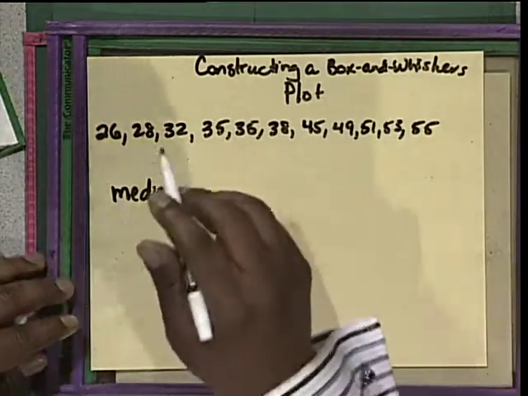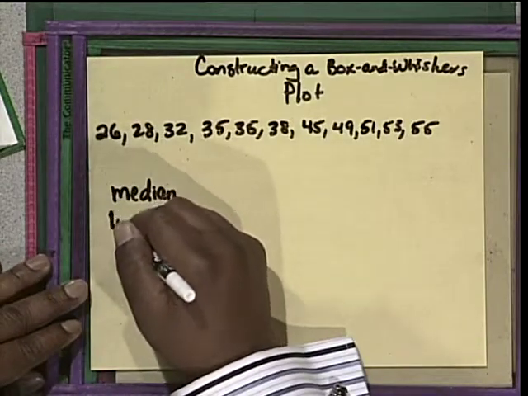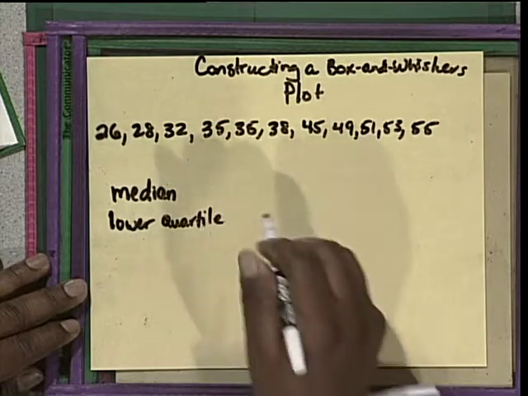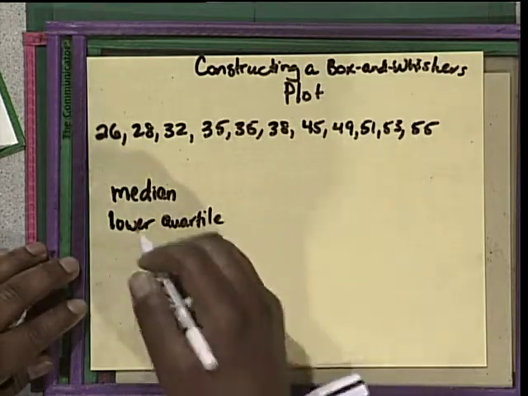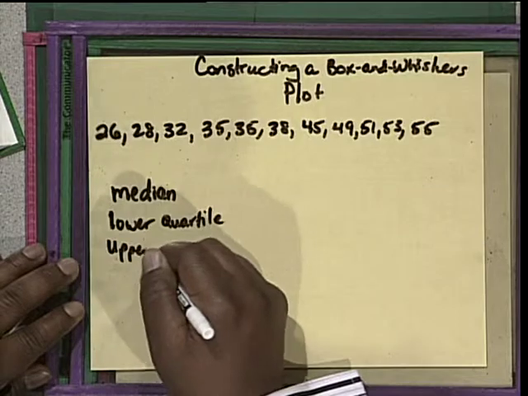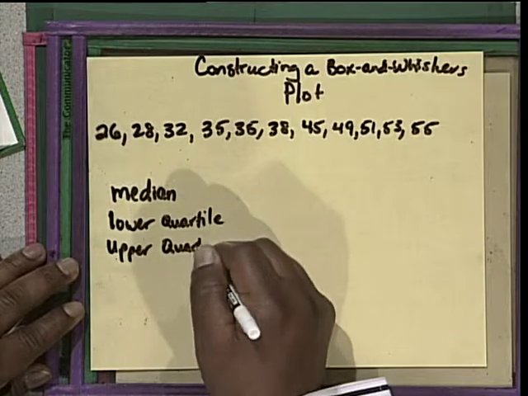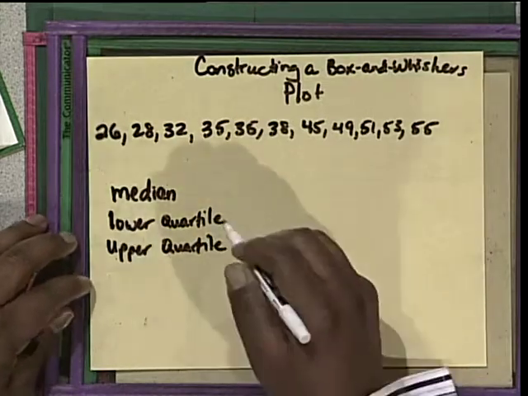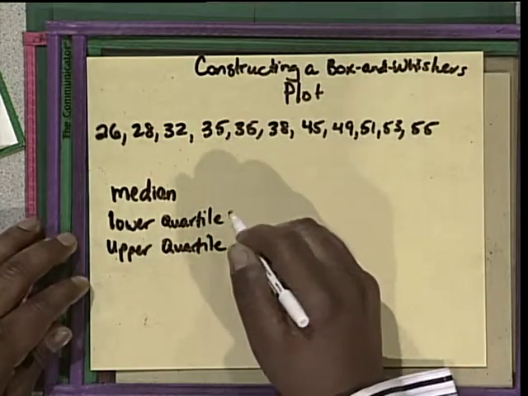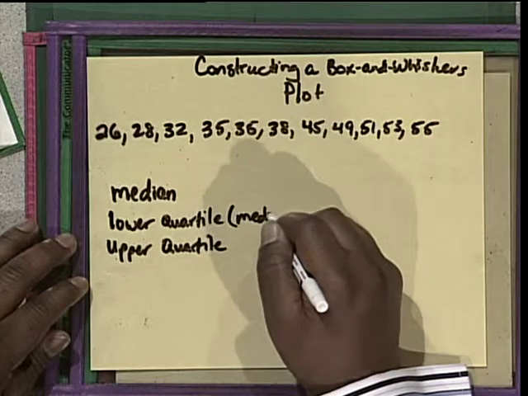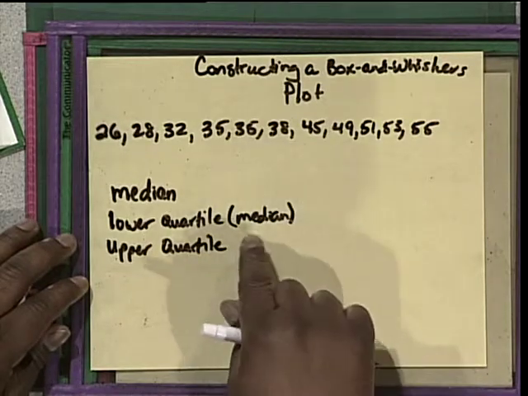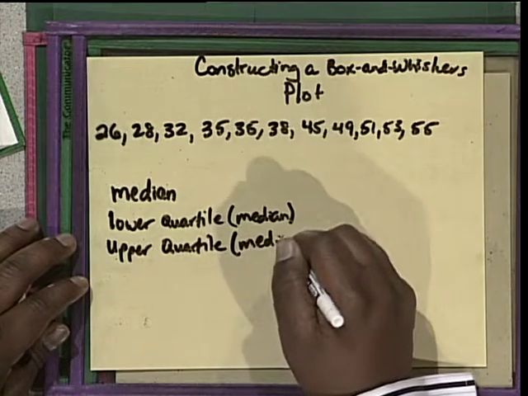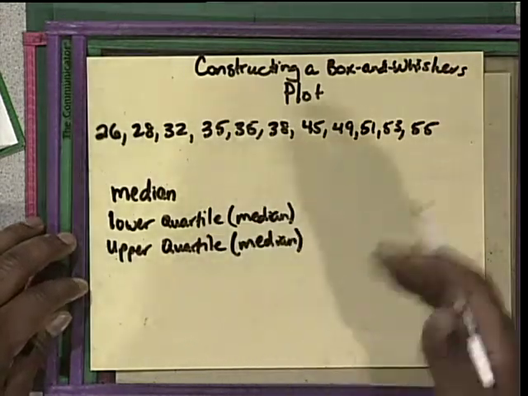The second part of a box and whisker plot is your lower quartile. The next part is your upper quartile. Now, the best part about this is your lower and upper quartile are just your medians. It's the median of the lower set of data. And upper quartile is the median of the upper set of data.